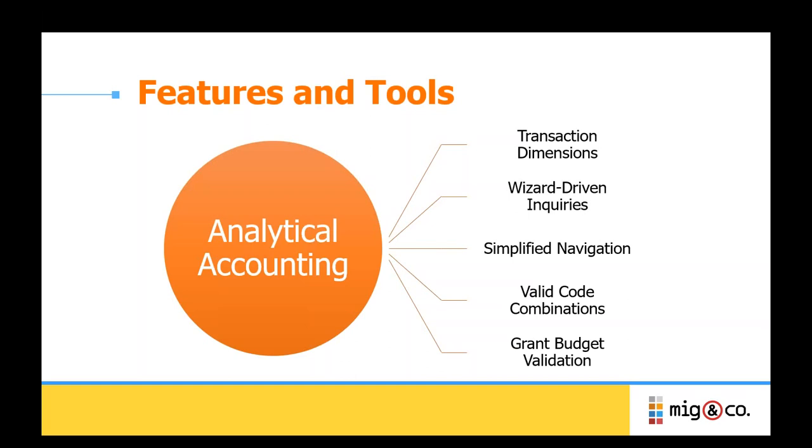That is actually a module that enables us to create additional dimensions that are not part of the segments of our chart of accounts. So in other words, we can keep the general ledger very simple without adding any additional segments or any additional accounts, but still track things.